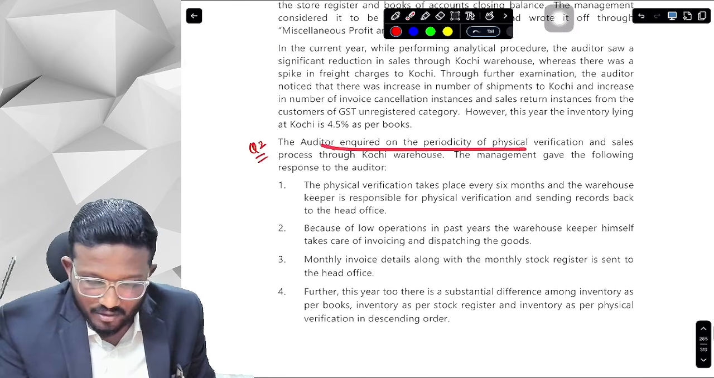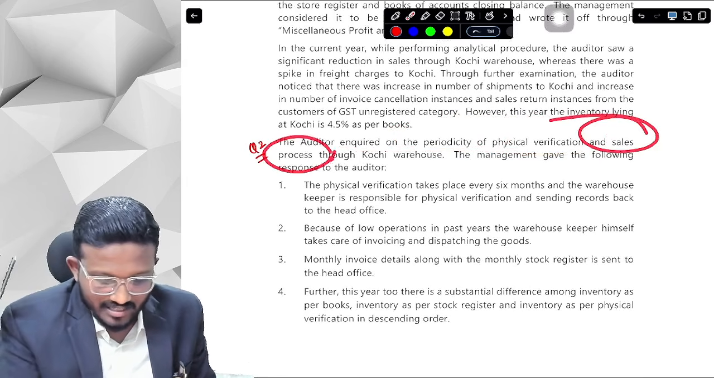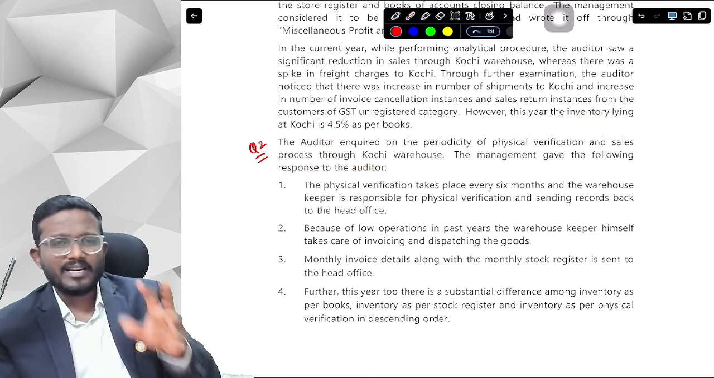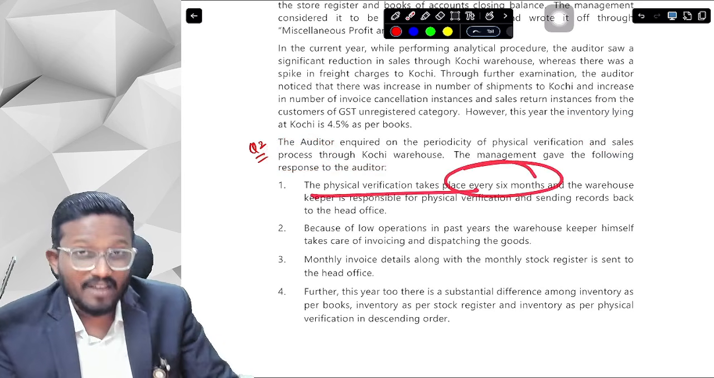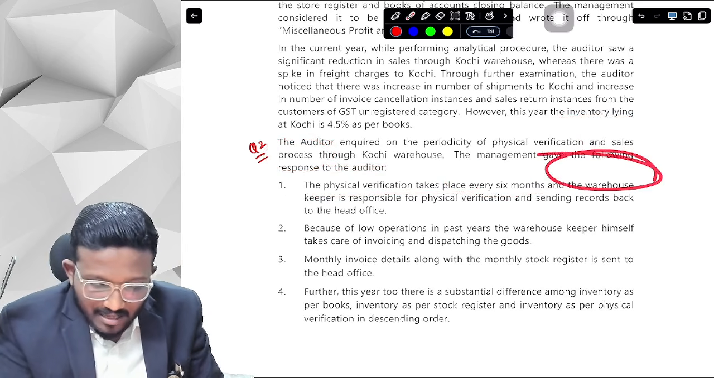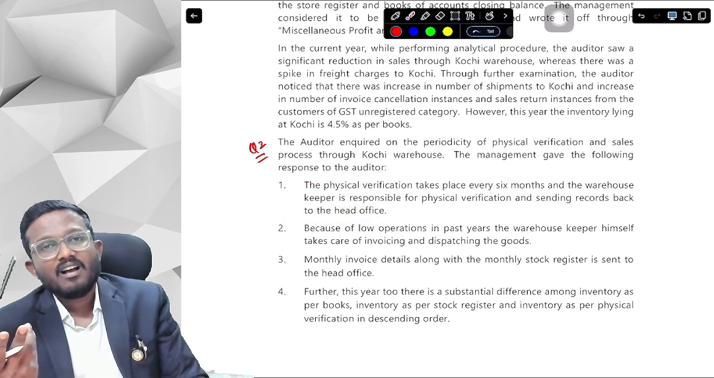The auditor inquired on the periodicity of the physical verification. What is the periodicity of physical verification and sales process at the Kochi warehouse? And management gave the following response. What is it saying, sir? It is saying that the physical verification takes place every 6 months. Very good. The warehouse keeper is responsible for physical verification and sending records back to the head office.